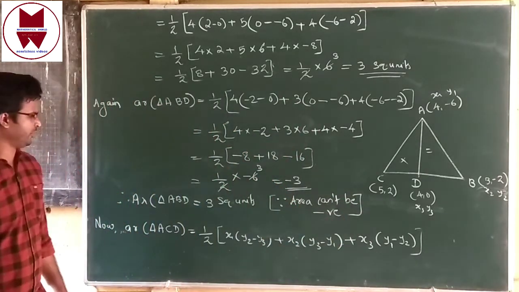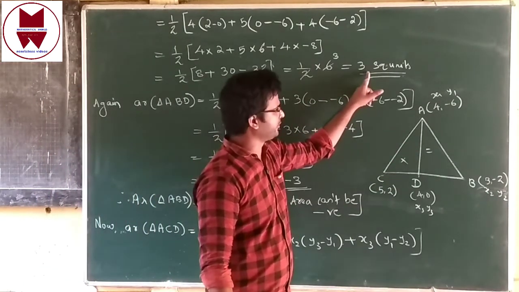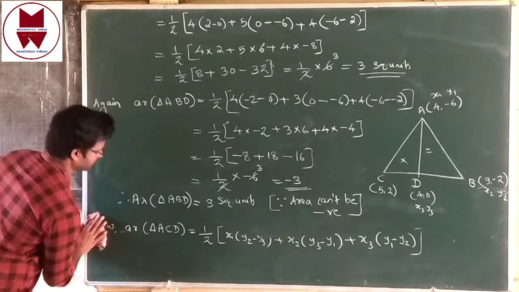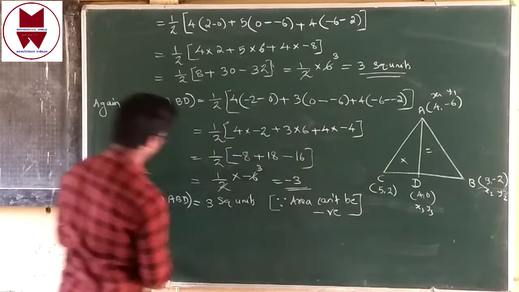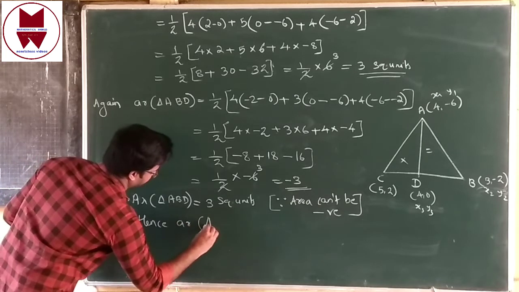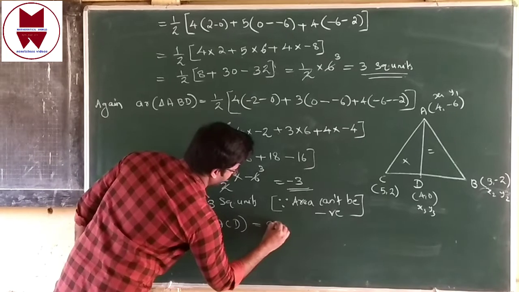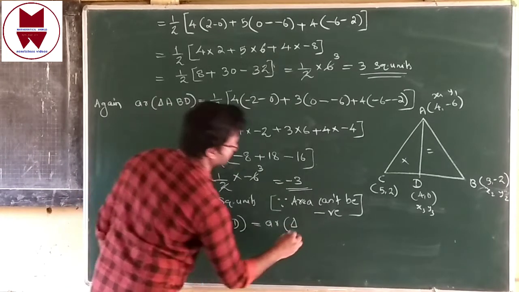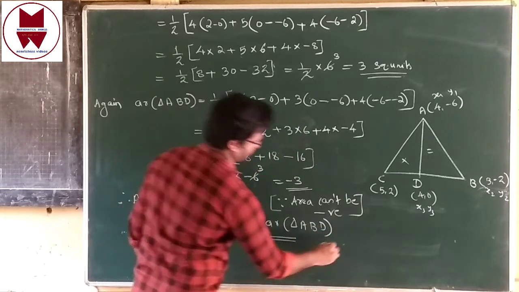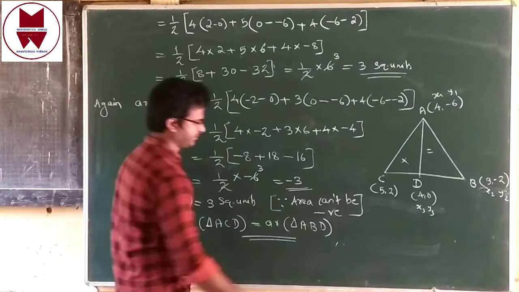Now we got area of triangle. First triangle ACD is 3 square units. Then ABD, that also 3 square units. We can write, hence area of triangle ACD equal to area of triangle ABD. That is our question. We have to verify, isn't it, that two areas are equal. Okay, verified.